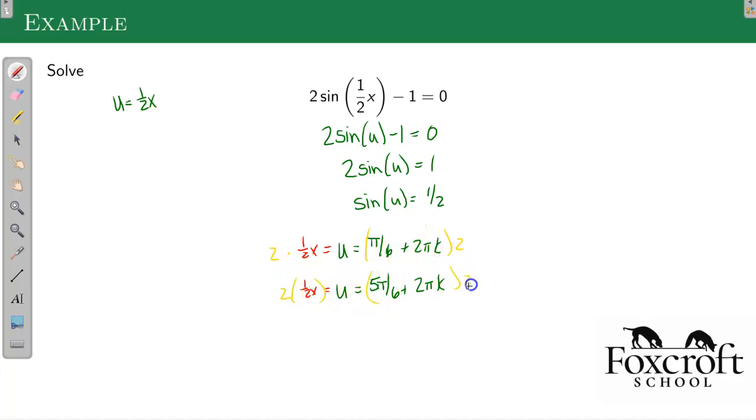All right, so now the x is going to be by itself. Pi over 6 times 2 is going to be pi over 3 plus 4 pi k. X is by itself. This is going to be 5 pi over 3 plus 4 pi k. So now I know the answer. I know how often my answers are going to repeat. That's the solution to my problem.